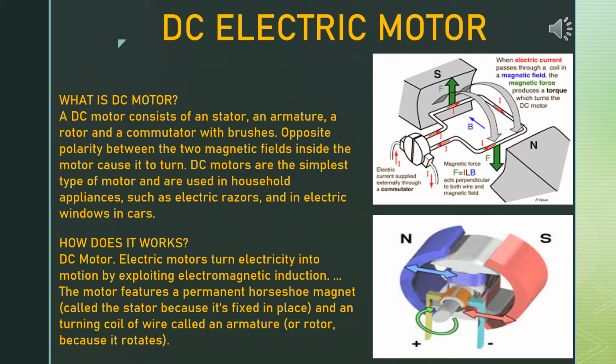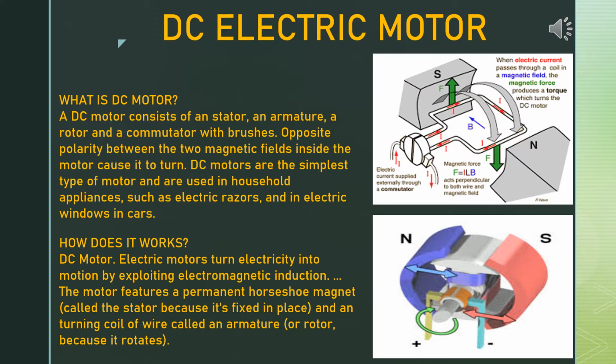Electric motors turn electricity into motion by exploiting electromagnetic induction. So the main principle of a DC electric motor is basically electromagnetic induction. The motor features a permanent horseshoe magnet called the stator because it's fixed in place, and a turning coil of wire called an armature or rotor because it rotates.